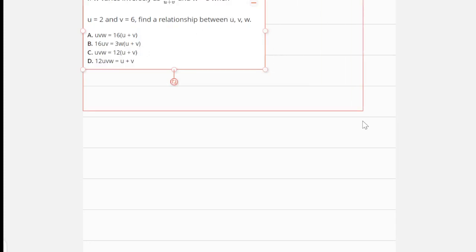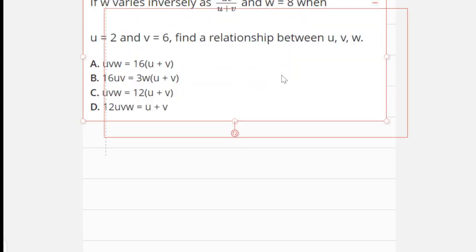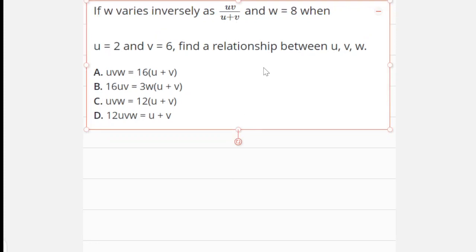Question 29. This question is on variation. So don't forget, you could have come across the types of variation. We have direct variation, we have inverse variation, we have joint variation, then we have partial variation. I hope you understand now. So variation is showing the relationship between two quantities.